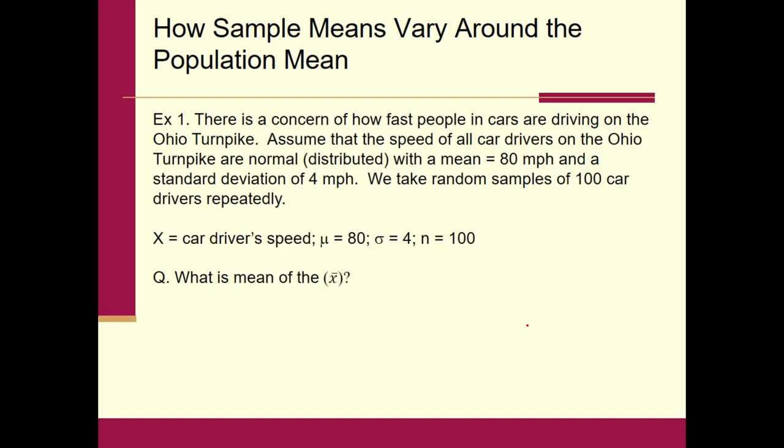The next question is, what is the mean of the sampling distribution of X bar? Well, the mean of the sampling distribution of X bar should have the same exact value as mu. Whatever mu was, this answer should be. So what did we find out mu was? Mu was 80. So the mean of the sampling distribution of X bar is equal to 80. That's where its graph is going to be centered.